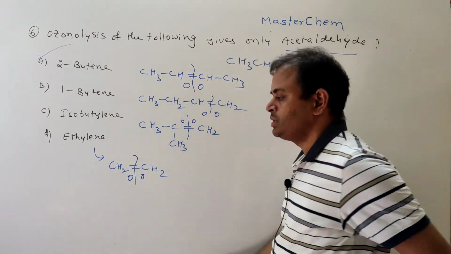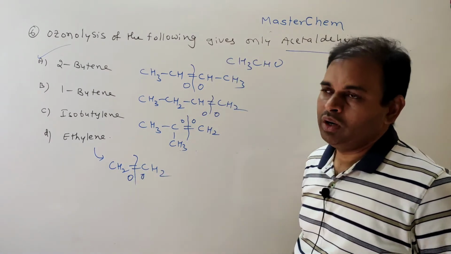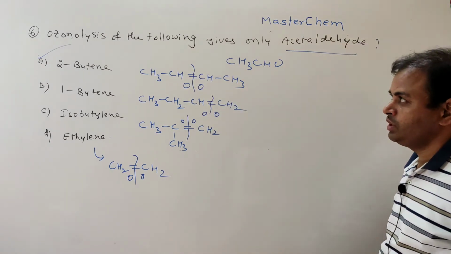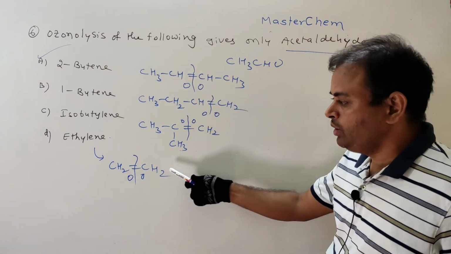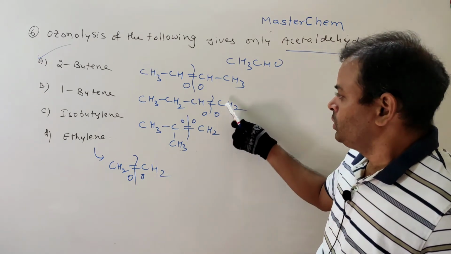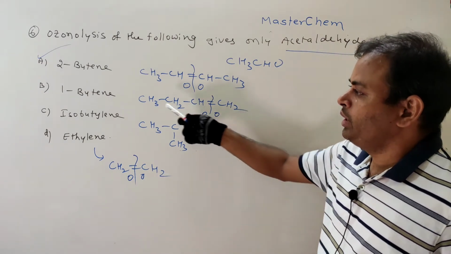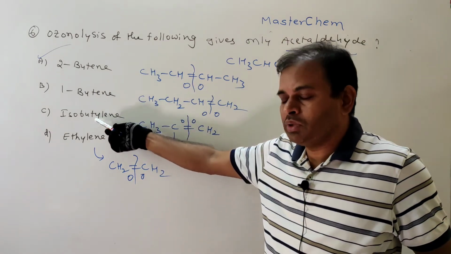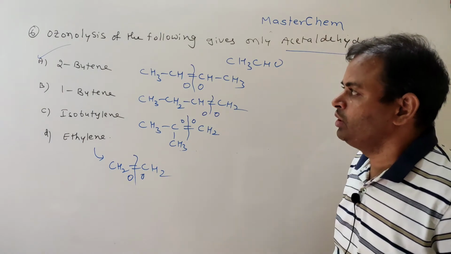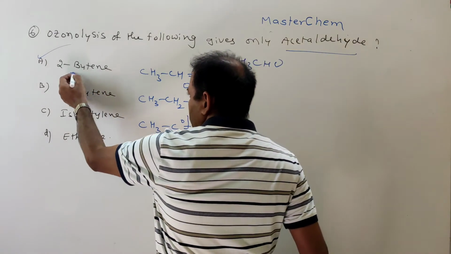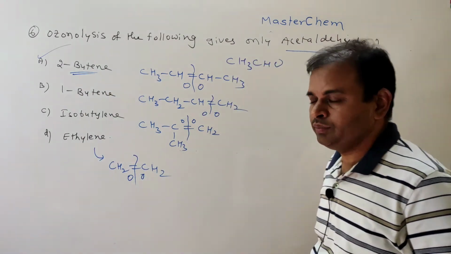Here, this is formaldehyde and formaldehyde, 2 moles of formaldehyde. Okay, if the question is ozonolysis of the following gives only formaldehyde, so that means what is your answer? So the fourth one. So here propanal and formaldehyde, 1-butene. So ketone and formaldehyde, your answer must be C, isobutylene. But in this question all acetaldehyde, so only option there is 2-butene.